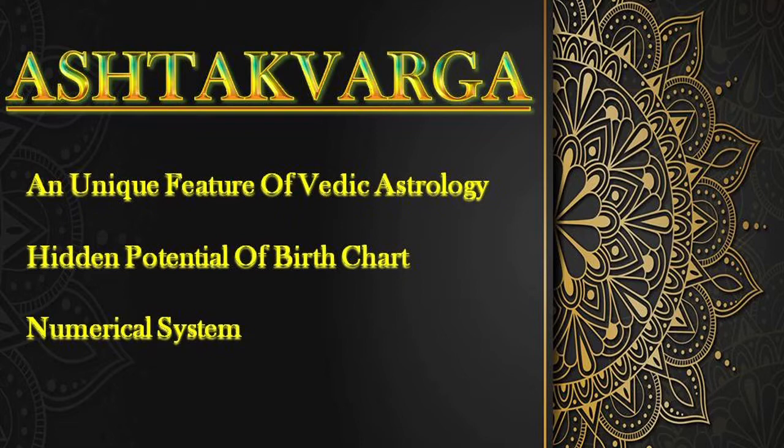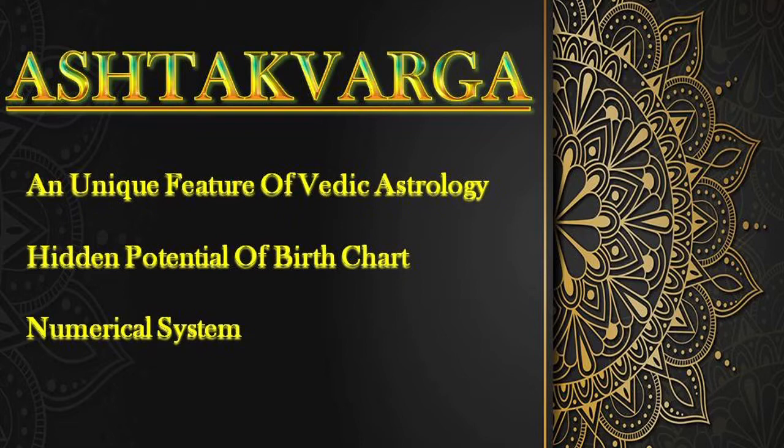Today we will learn about a very simple mathematical concept, and a unique feature of Vedic astrology. We are going to learn about the Ashtakvarga concept of Vedic astrology. This system can reveal the hidden potential and patterns of a chart, and can further solidify the astrological predictions.